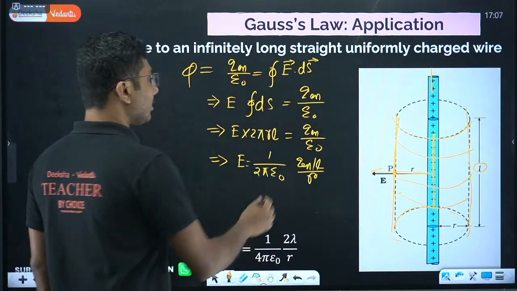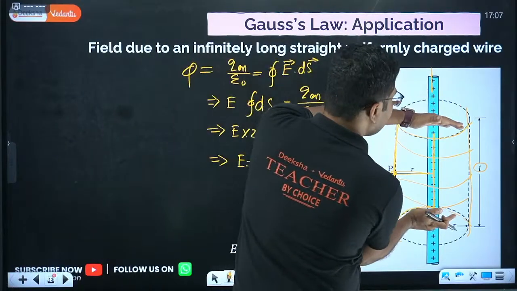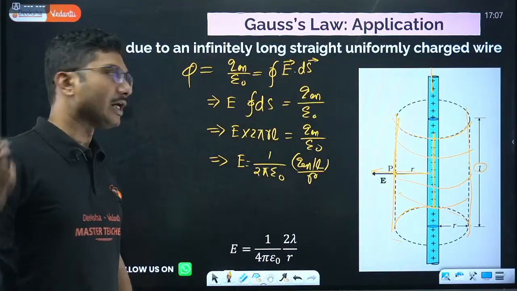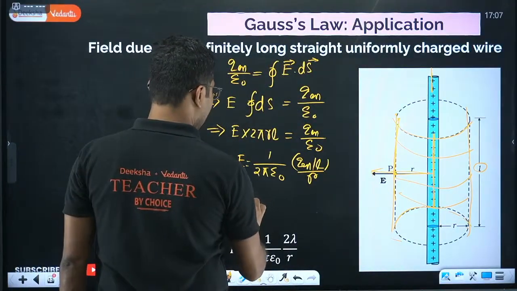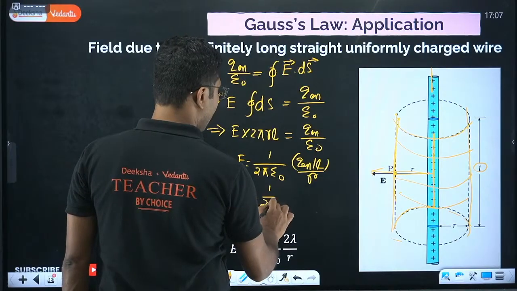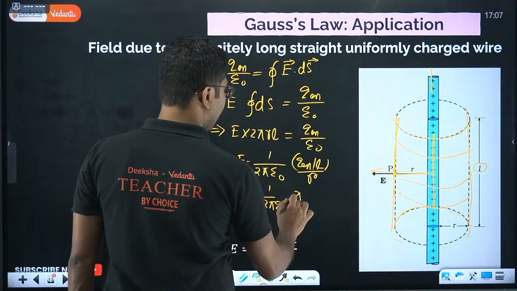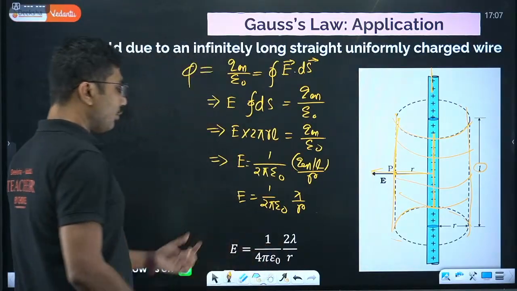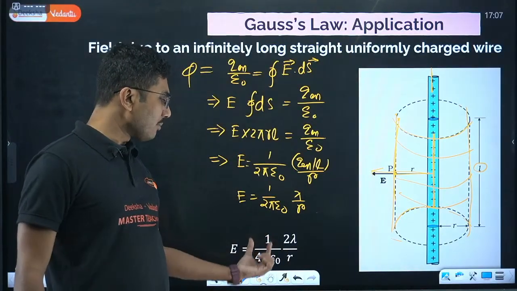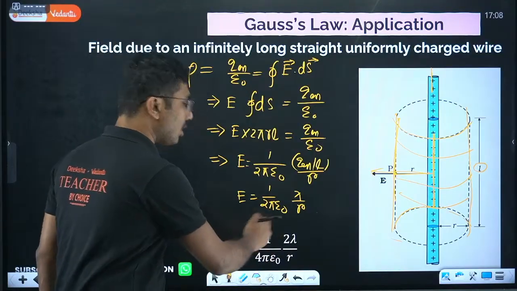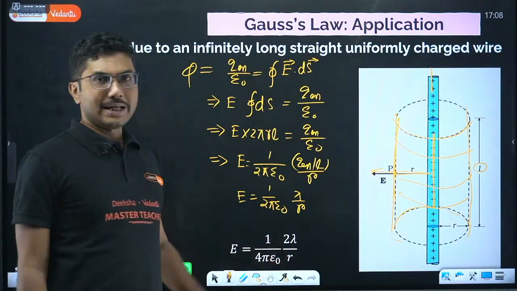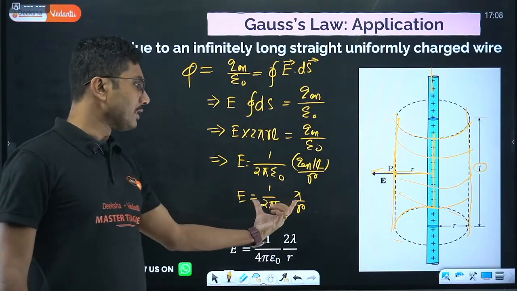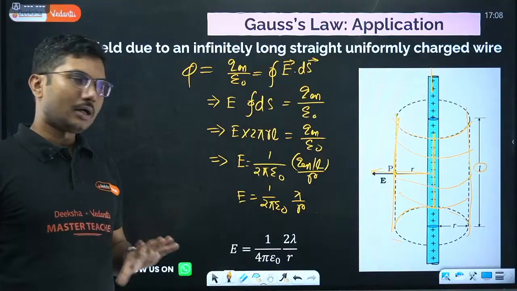Now Q enclosed by L is basically, if you take this length and the charge inside that, the line charge density. So the electric field is 1 by 2 pi epsilon naught, lambda upon R. Now to write it in a fancier way, we can write E equals 1 by 4 pi epsilon naught, because this is the Coulomb's constant, times 2 lambda by R. So this is the fancier way to write it. You can remember this formula or that formula, both are okay.